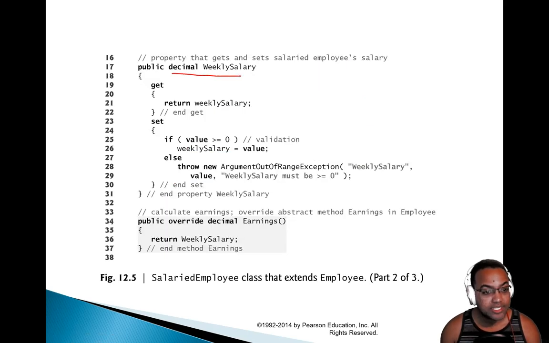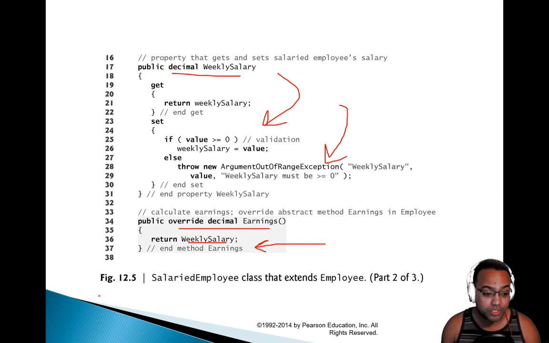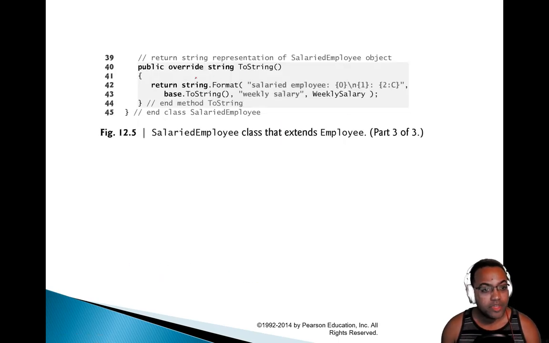We have weekly salary as a property here with a set value if-else statement. We then, as we are supposed to do, override the decimal earnings method to only return the weekly salary, because that's all we really want. Then we override the toString method that was overridden in the employee class here. And then we display the weekly salary.